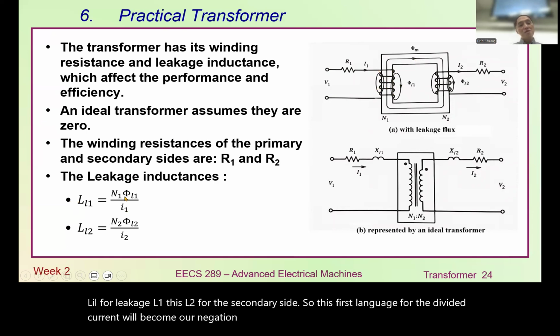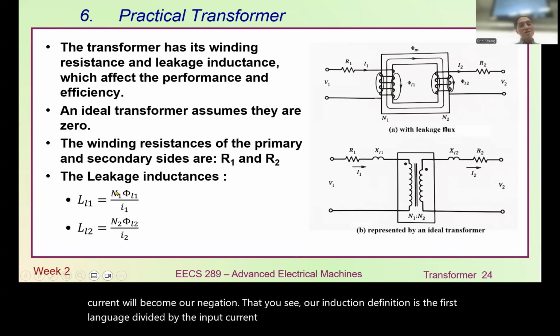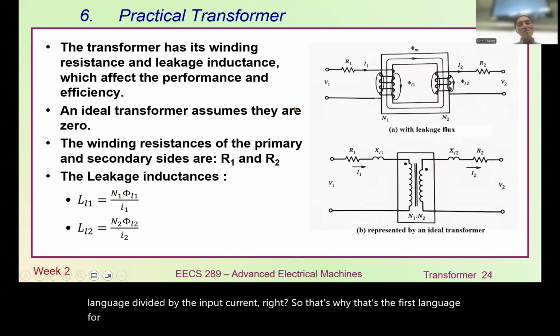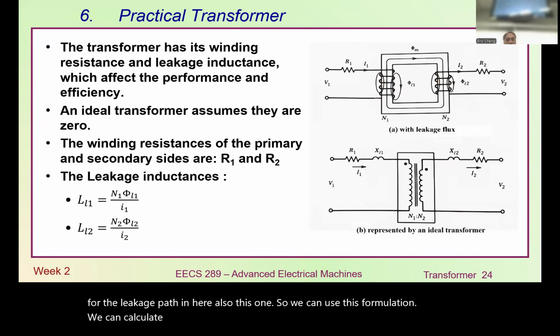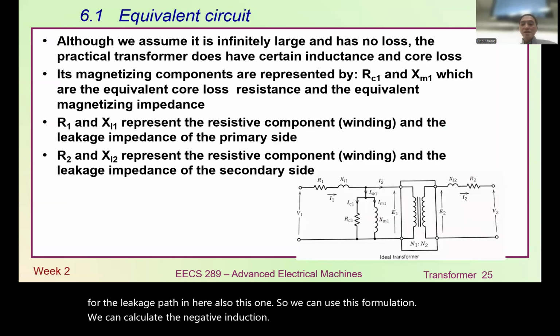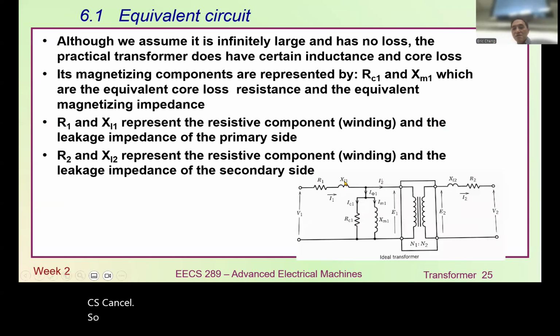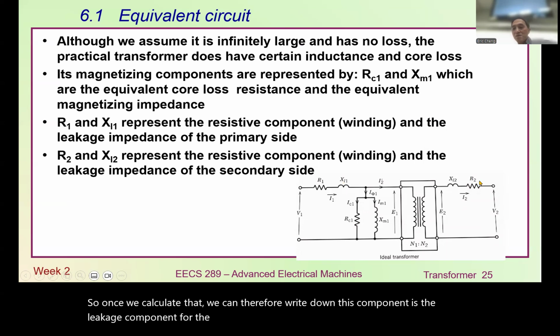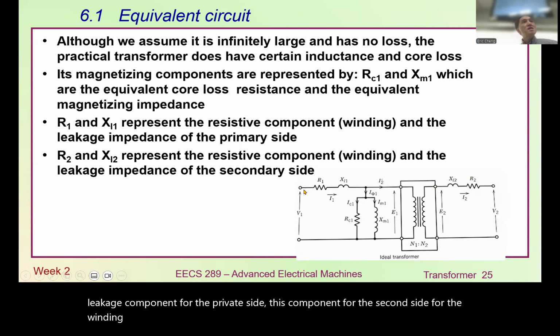Our inductance definition is the flux linkage divided by the input current, right? So that's the flux linkage for the leakage part in here, and also this one. So we can use this formulation to calculate the leakage inductance. Once we calculate it, we can write down this component as the leakage component for the primary side, and this component for the secondary side. For the copper winding, there will be winding resistance, R1 and R2 for the primary side and secondary side. We all know about that.